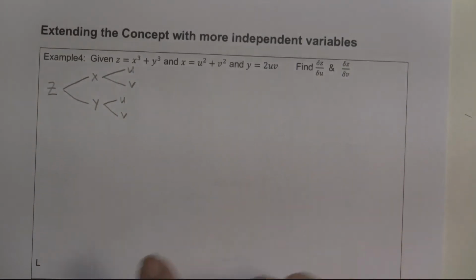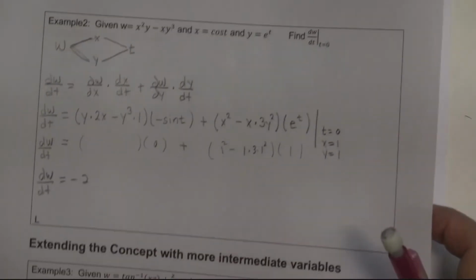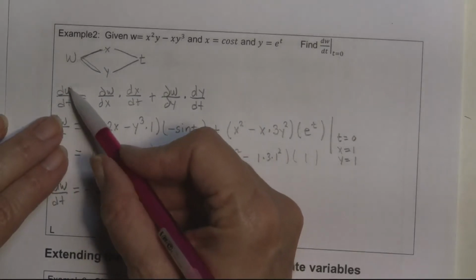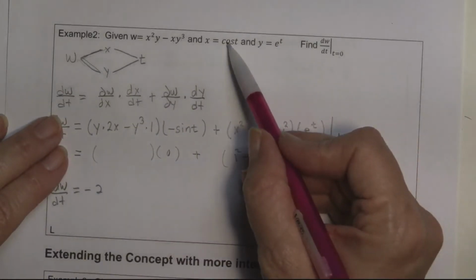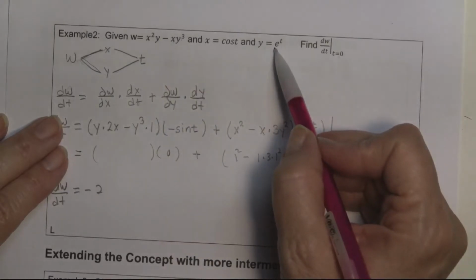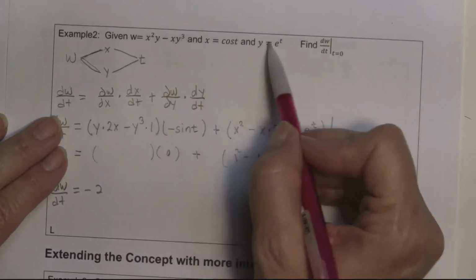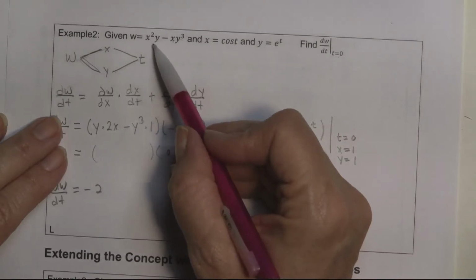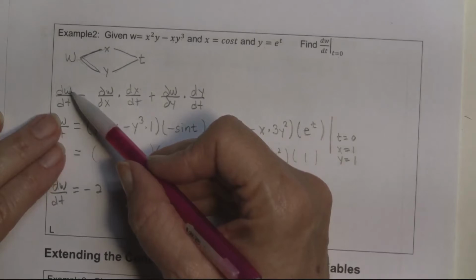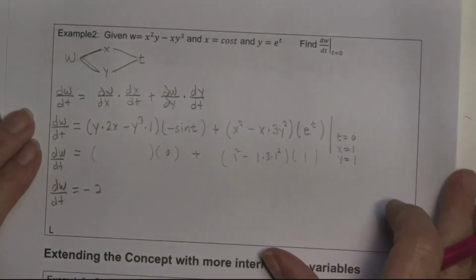So the reason that I didn't need this to be a partial here at the beginning is that if I plugged in here for x, cosine of t, squared it, and for y, e to the t, and here again, all that, then I would have w in terms of only t. And so if I took the derivative of it, it would be just a regular derivative dw dt. So that's the reason.